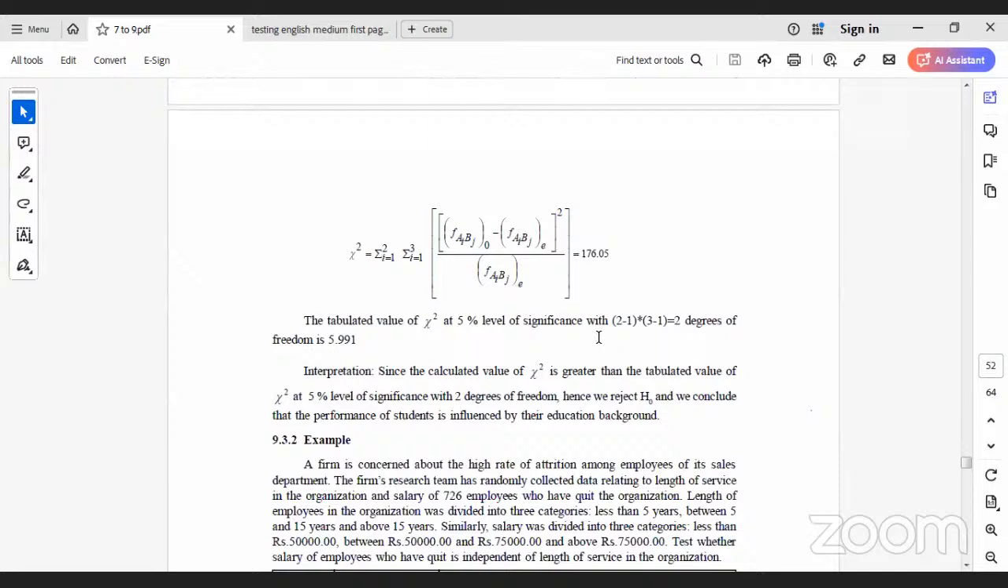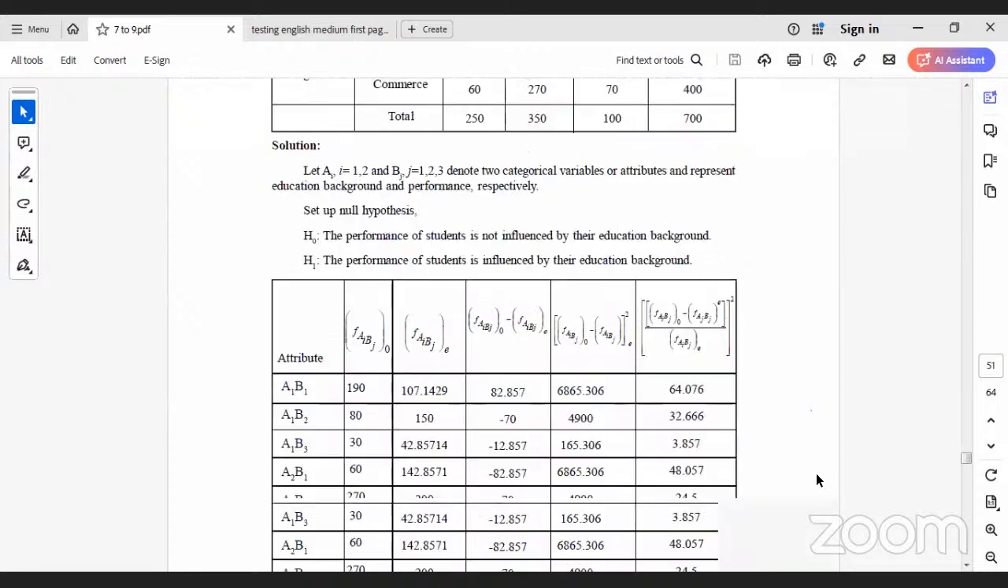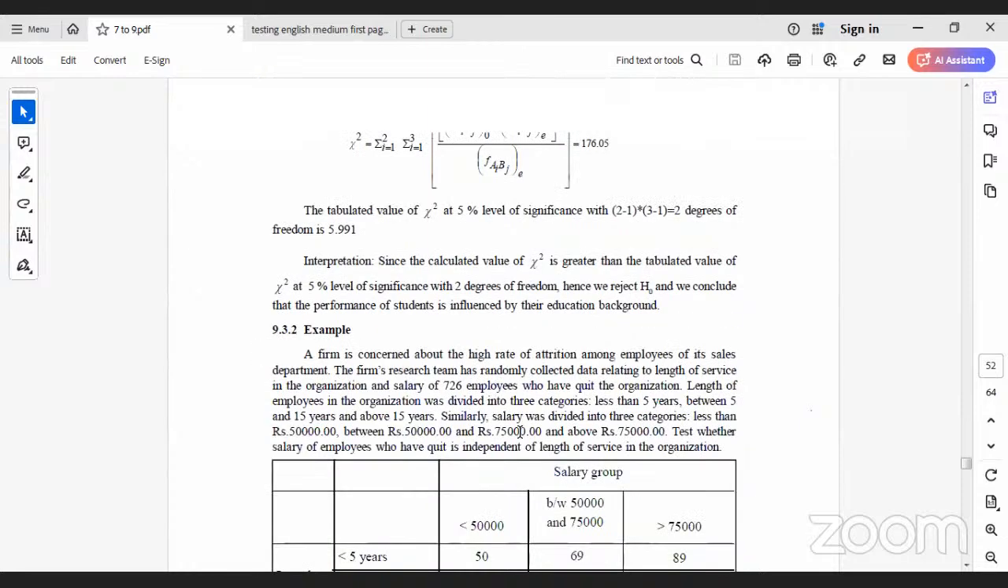The tabulated value of chi-square: 2 minus 1 and 3 minus 1, that is 2 degrees of freedom, that is 5.99. Calculated chi-square is greater than the tabulated value of chi-square at the level of significance with 2 degrees of freedom, so since it is greater than 5.99, it lies in the rejection region.